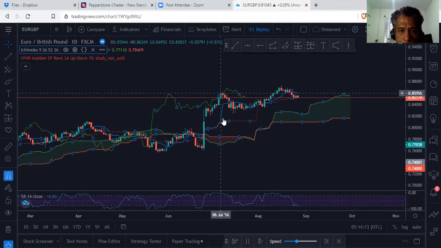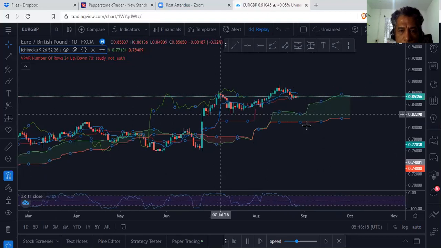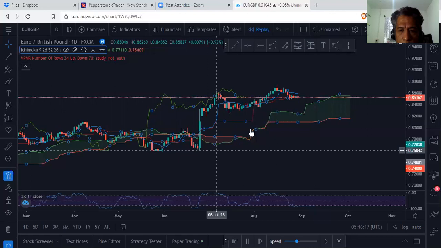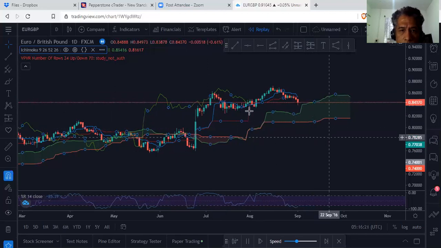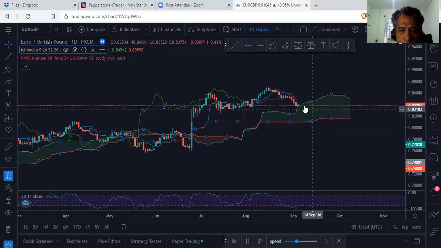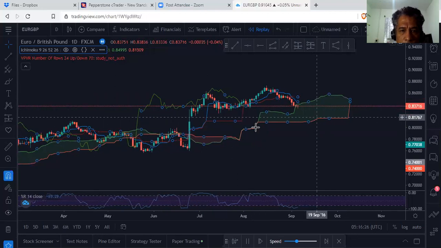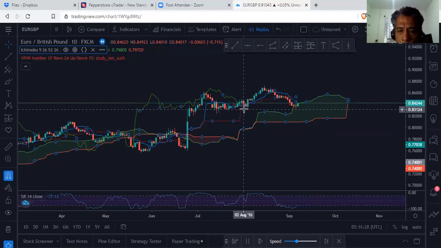One, two, three. All right, we can see Kijun crosses down. Chikou did not cross the price yet.